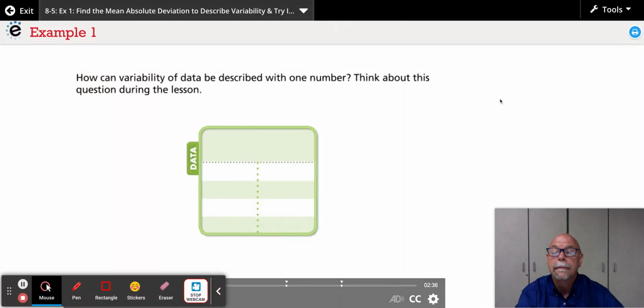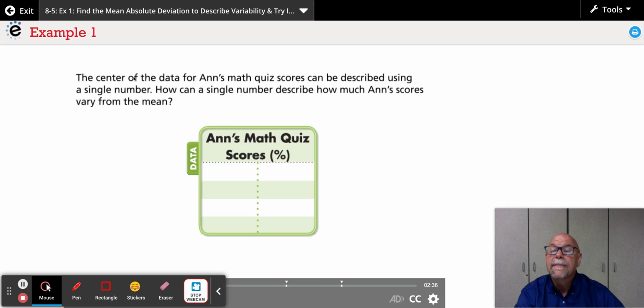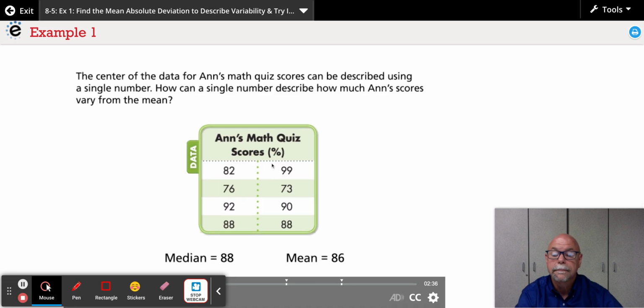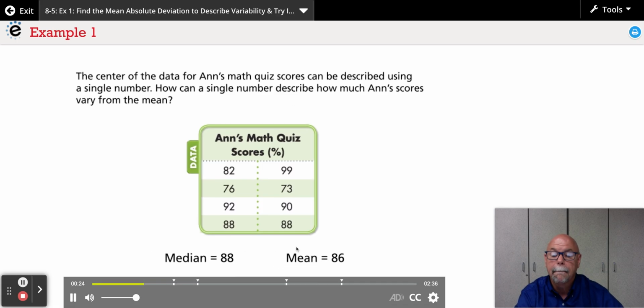How can variability of data be described with one number? Think about this question during the lesson. The center of the data for Anne's math quiz scores can be described using a single number. How can a single number describe how much Anne's scores vary from the mean?